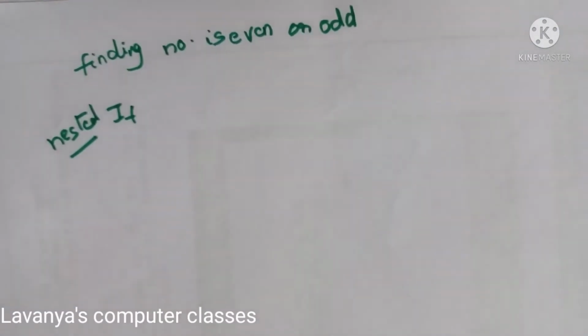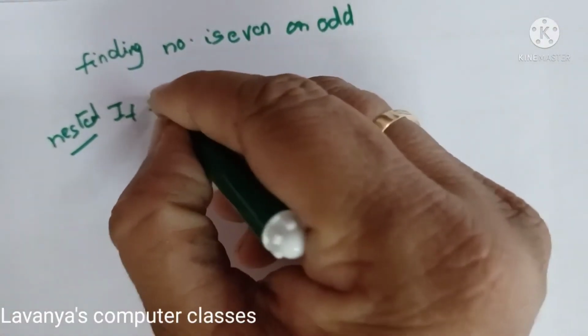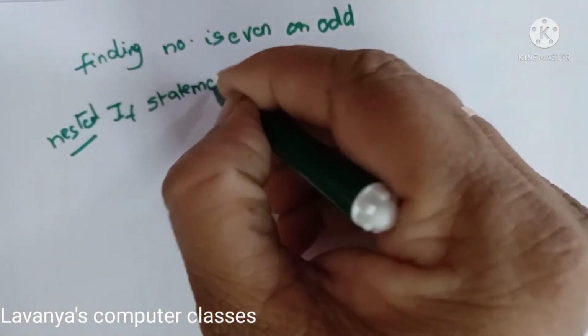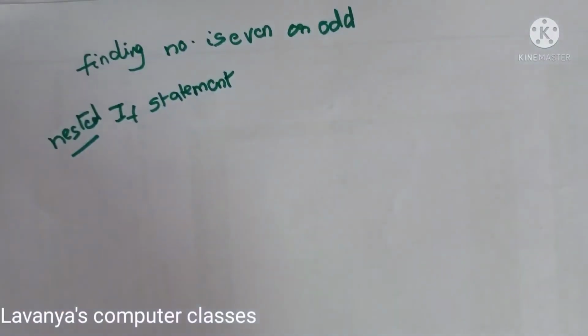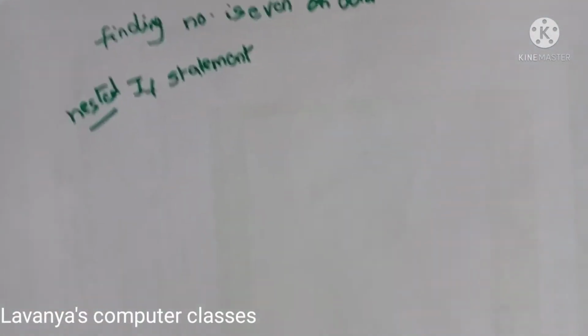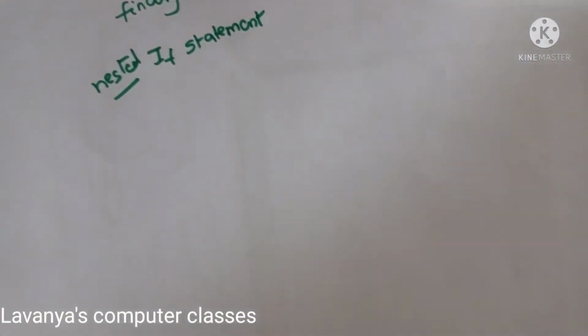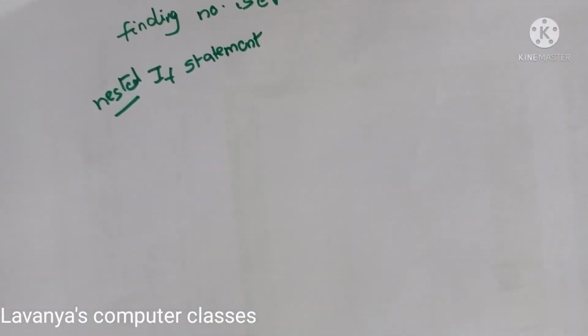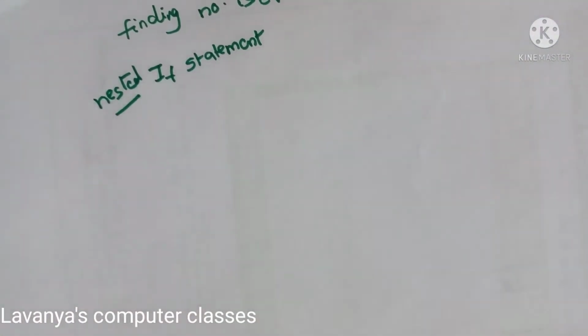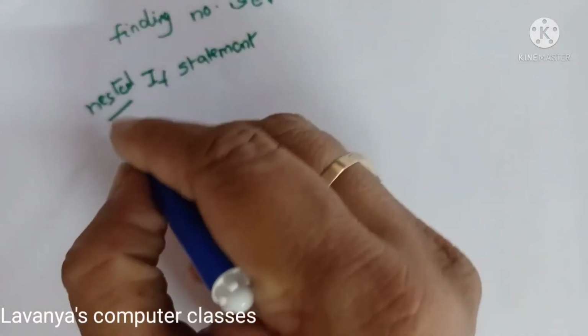Nested if statement. So what is the nested if statement? A nested if statement means one if statement contains any number of if statements. One if contains a number of if statements, that is called a nested if statement. First I will explain with the syntax, then I will go for an example.